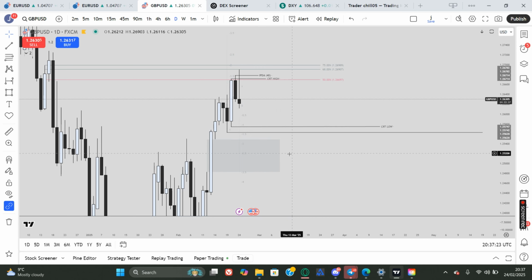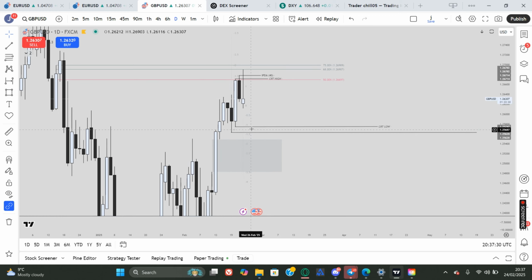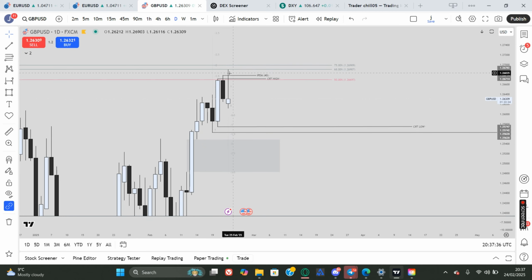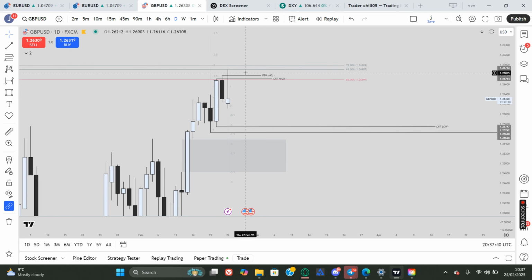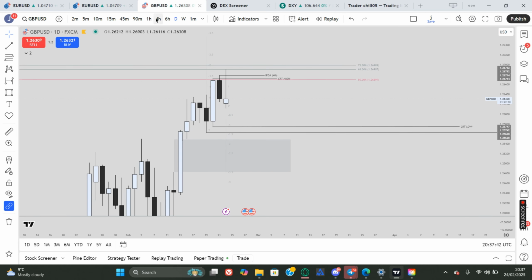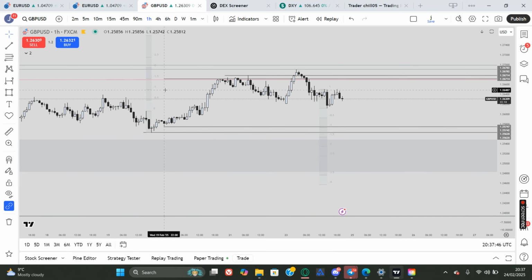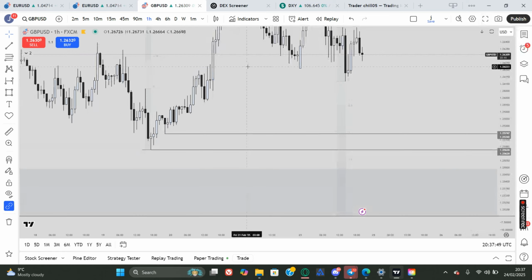You can see that we have a daily fair value gap. It's unmitigated down around here. This is our weekly low, and then obviously you have this overlapping key level as well down here. But after we mitigated this, we can see we've instantly had a rejection from this level, which is interesting. But what I do want to highlight is this swing point over here.